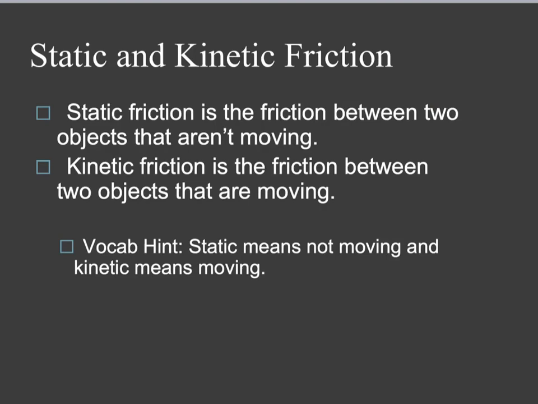Now, when we take friction a step further, we talk about static friction, which is the friction between two objects that aren't moving, and kinetic friction, which is the friction between two objects that are moving. So here we have two cases, not moving and moving. And a little vocab hint: static means to be not moving, and kinetic means to be moving. So that's why these two types of friction are named what they are.